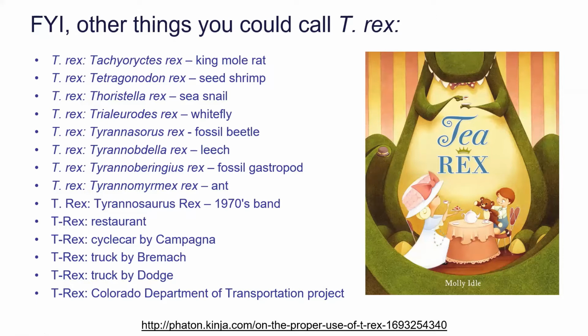But it turns out there's actually a number of other animals that have the same abbreviated name, T. rex. And you can see there's a whole bunch there. We've got a rat and a shrimp and a snail. I thought that was kind of interesting. And there's a few other things called T-Rex out there, a restaurant and a band and those kinds of things. So just a little bit of fun facts for you.